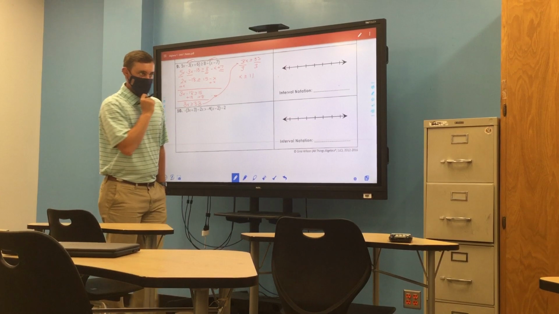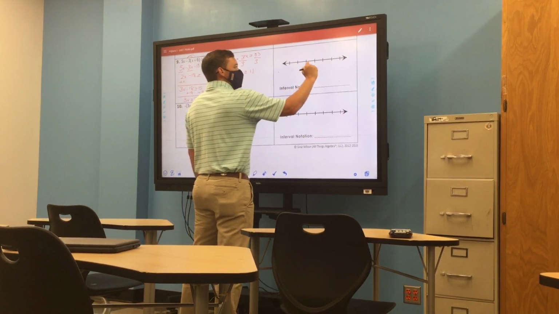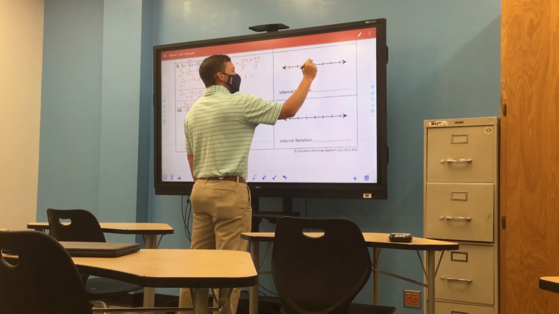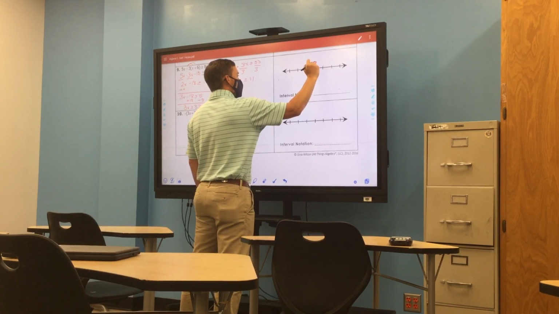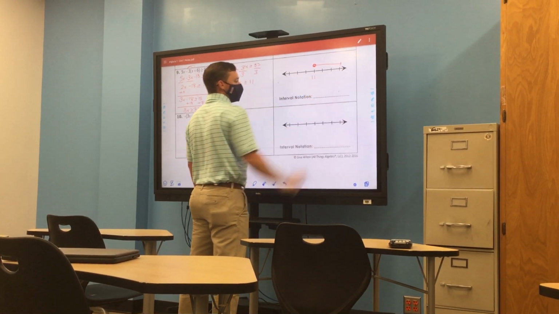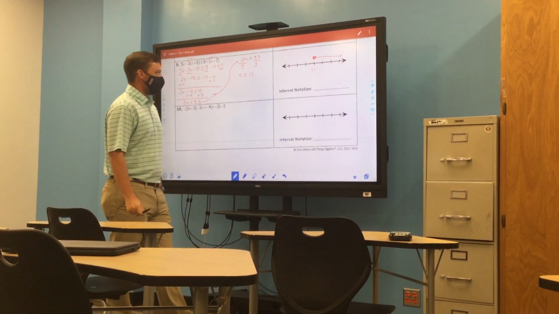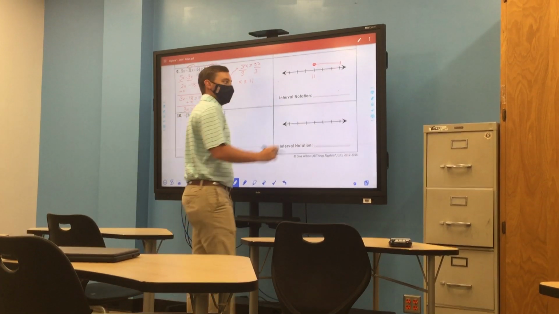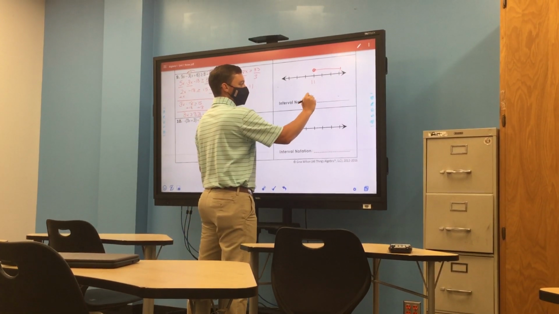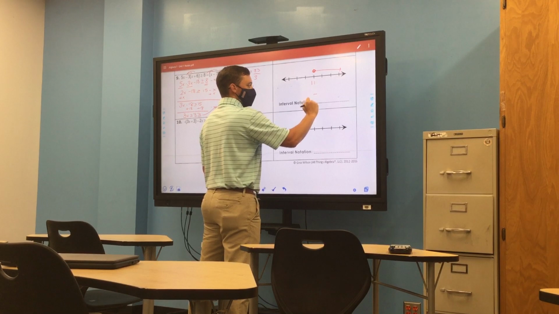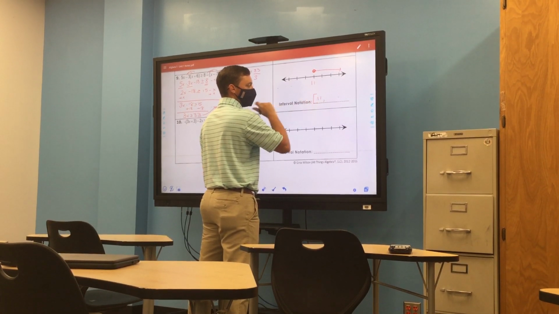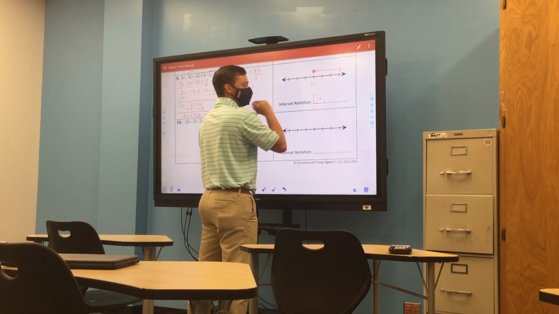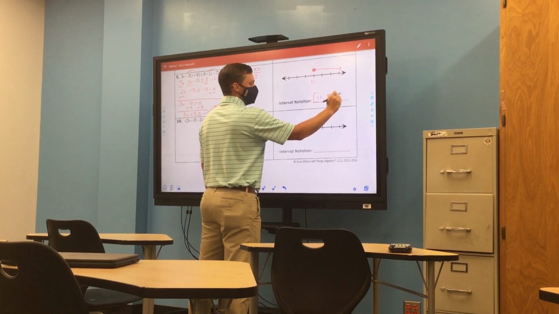Great job. So 11 in the middle with a closed circle, graph to the right. We're getting the hang of it now, aren't we? Furthest to the left we ever get is positive 11, with a bracket. And then positive infinity, with a parenthesis.